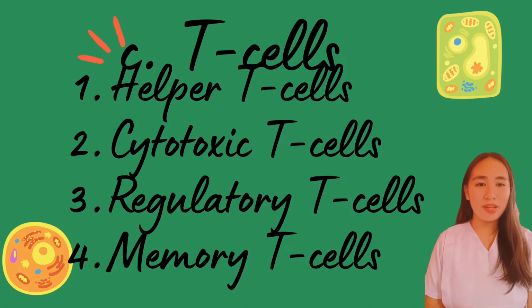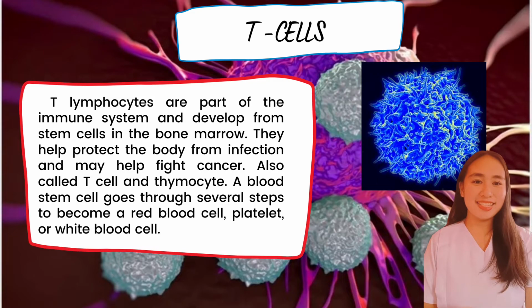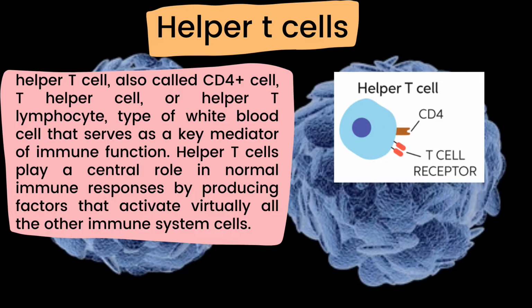Hi, I am Jubel Capus and I'll be explaining the T cells and its types. T cells are part of the immune system and develop from stem cells in the bone marrow. They help to protect the body from infection and may help to fight cancer.